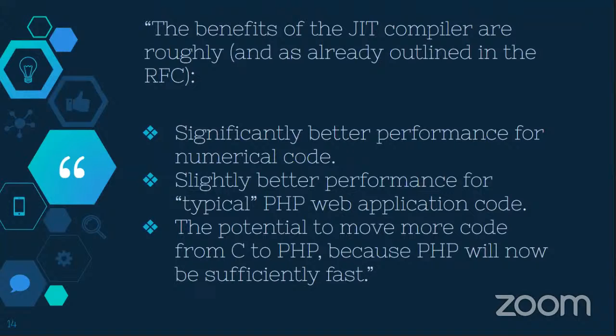Okay, the benefits of JIT compilers are roughly these. We have significantly better performance for numerical code. Then we have slightly better performance for typical PHP web application code. Then there is the potential to move more code from C to PHP, because PHP will now be sufficiently fast.